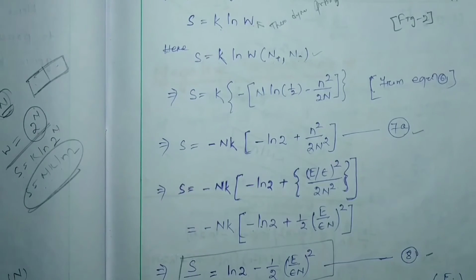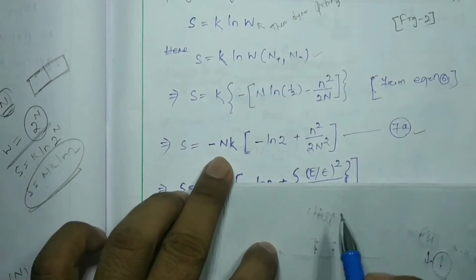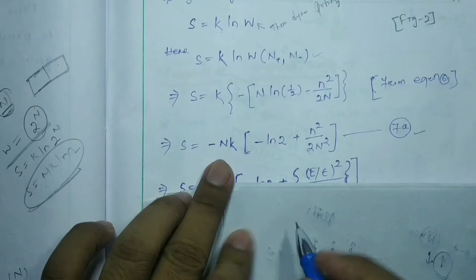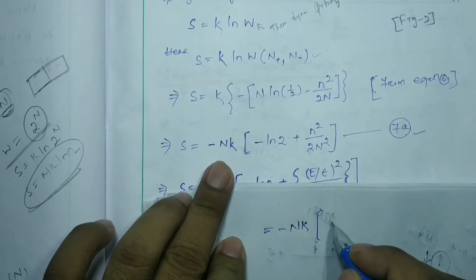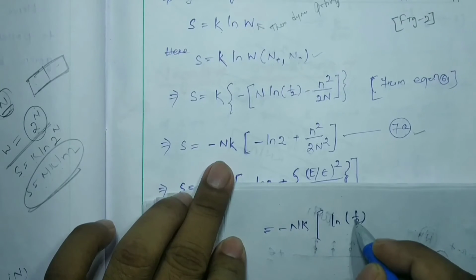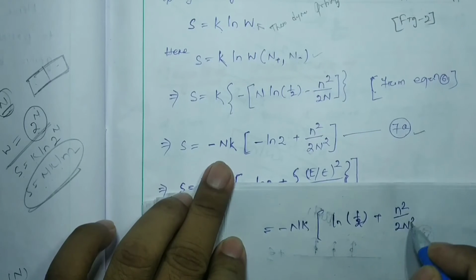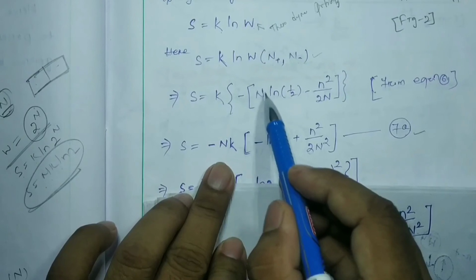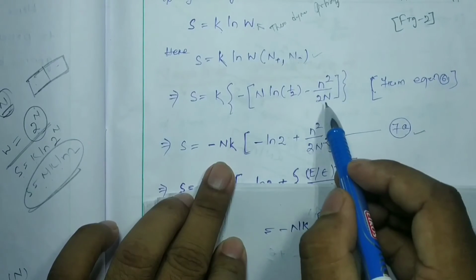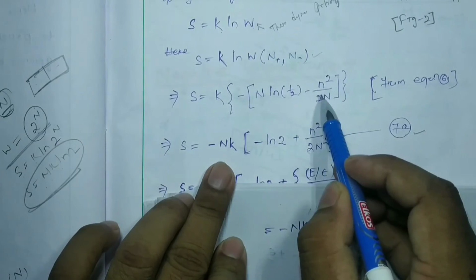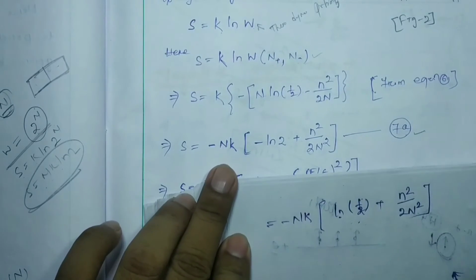Wait, here I omitted one step. Carefully you have to see. Here you take minus N, so it will be Nk into plus ln of 1 by 2 plus n square by 2N square, right? Here, if you haven't taken common N, then it will be ln 1 by 2. Here I haven't taken capital N common, so it means n square by 2 capital N square. Now this will be Nk.